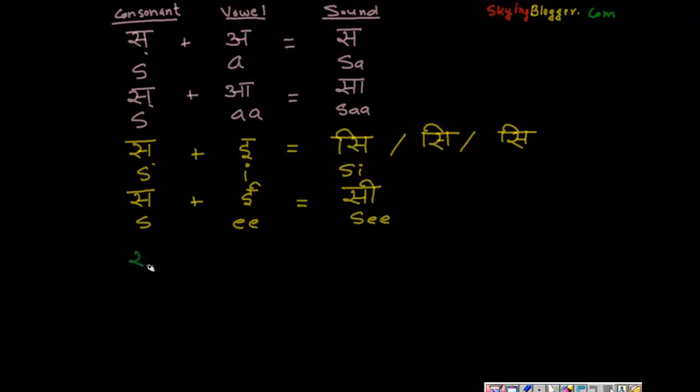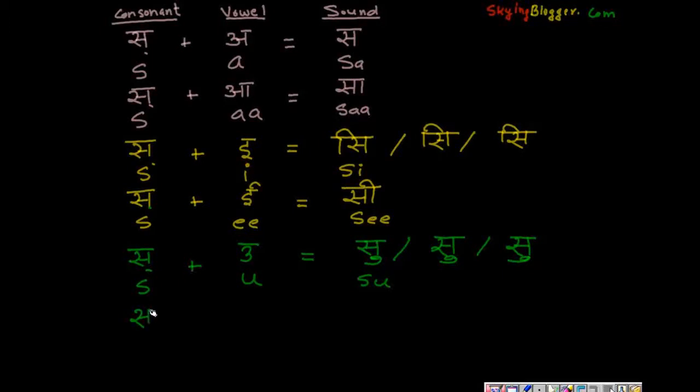Again, when sa mixes with the vowel sound u, which is written by u, it produces the sound sa plus u, su, su, right, su. First write sa, then a small circle, then a comma-like structure, okay, it's su, su.